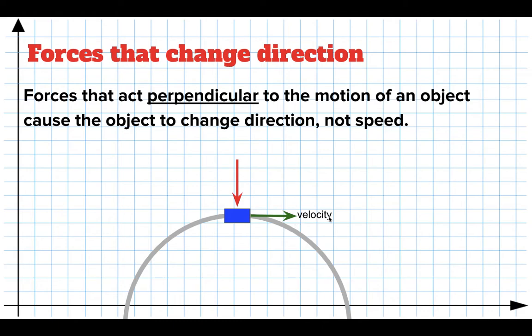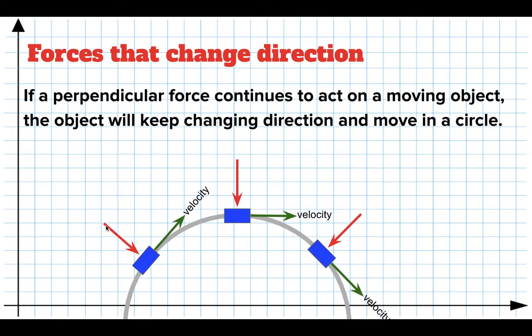A force that opposes the velocity. So if I pushed on this car from the right side, then that force opposes the velocity. That will cause the speed to decrease. Okay? But what happens if I push on it in the direction of the red arrow? Well, if I apply a force perpendicular to the velocity, it will not speed it up, it will not slow it down, but it will change its direction.